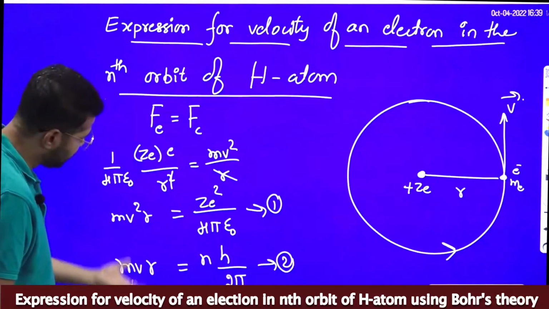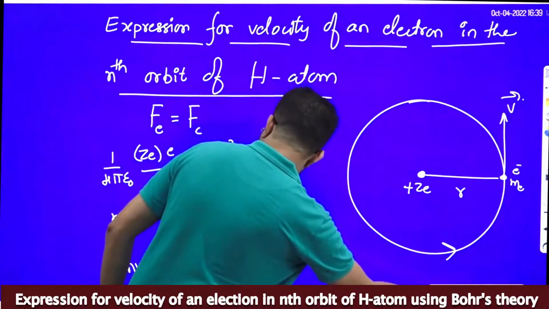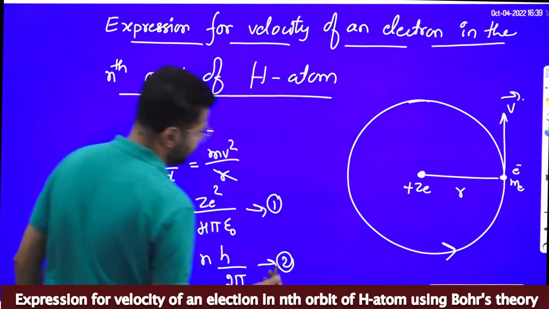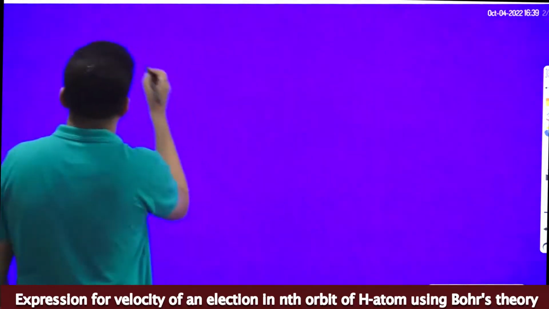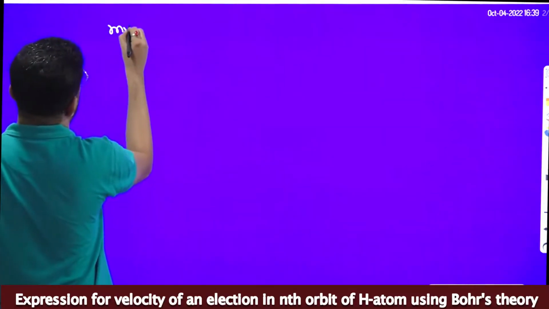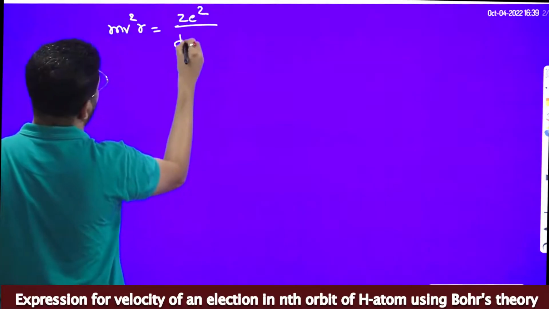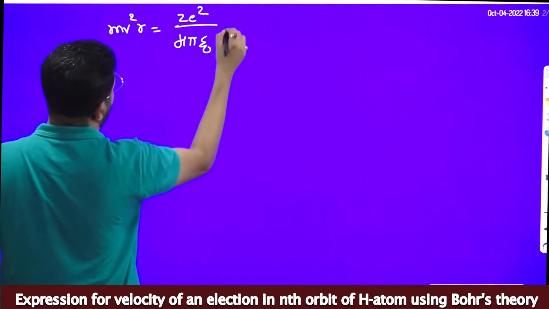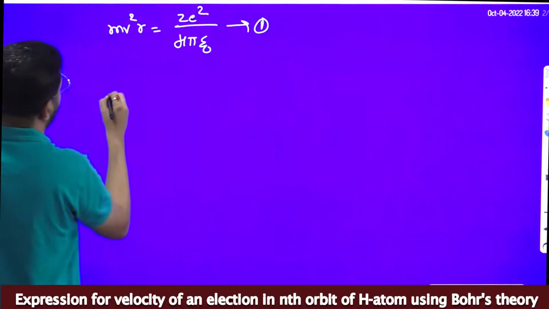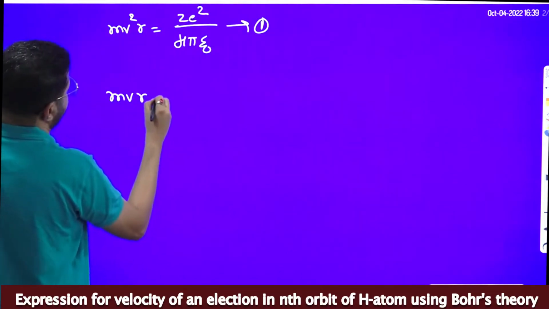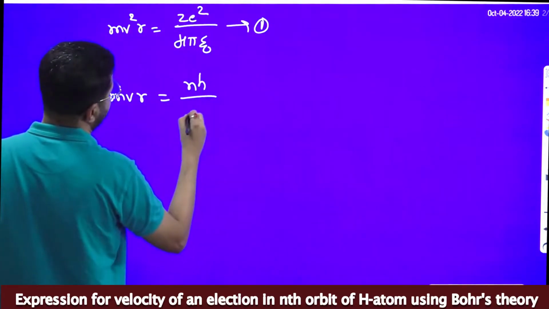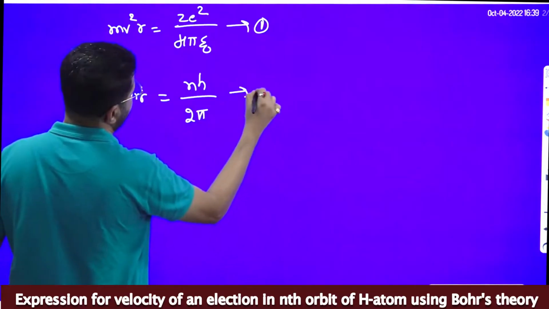See, 1 by 2. I will write equations 1 and 2 once again. What is equation number 1? m v square r is equal to Z e square divided by 4 pi epsilon naught. This was our equation number 1. What is equation number 2? Bohr's second postulate: m v r is equal to n h by 2 pi. So, this is our equation number 2.